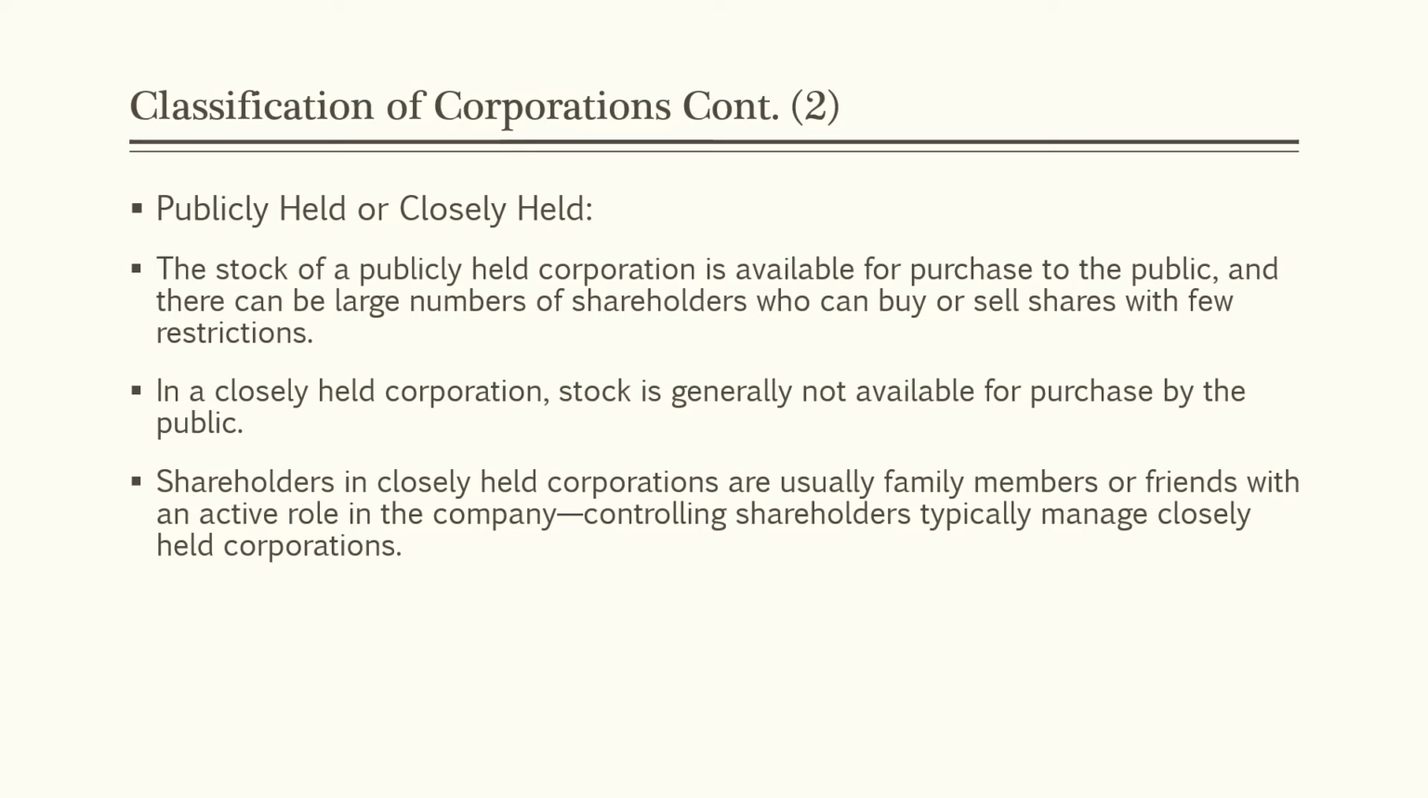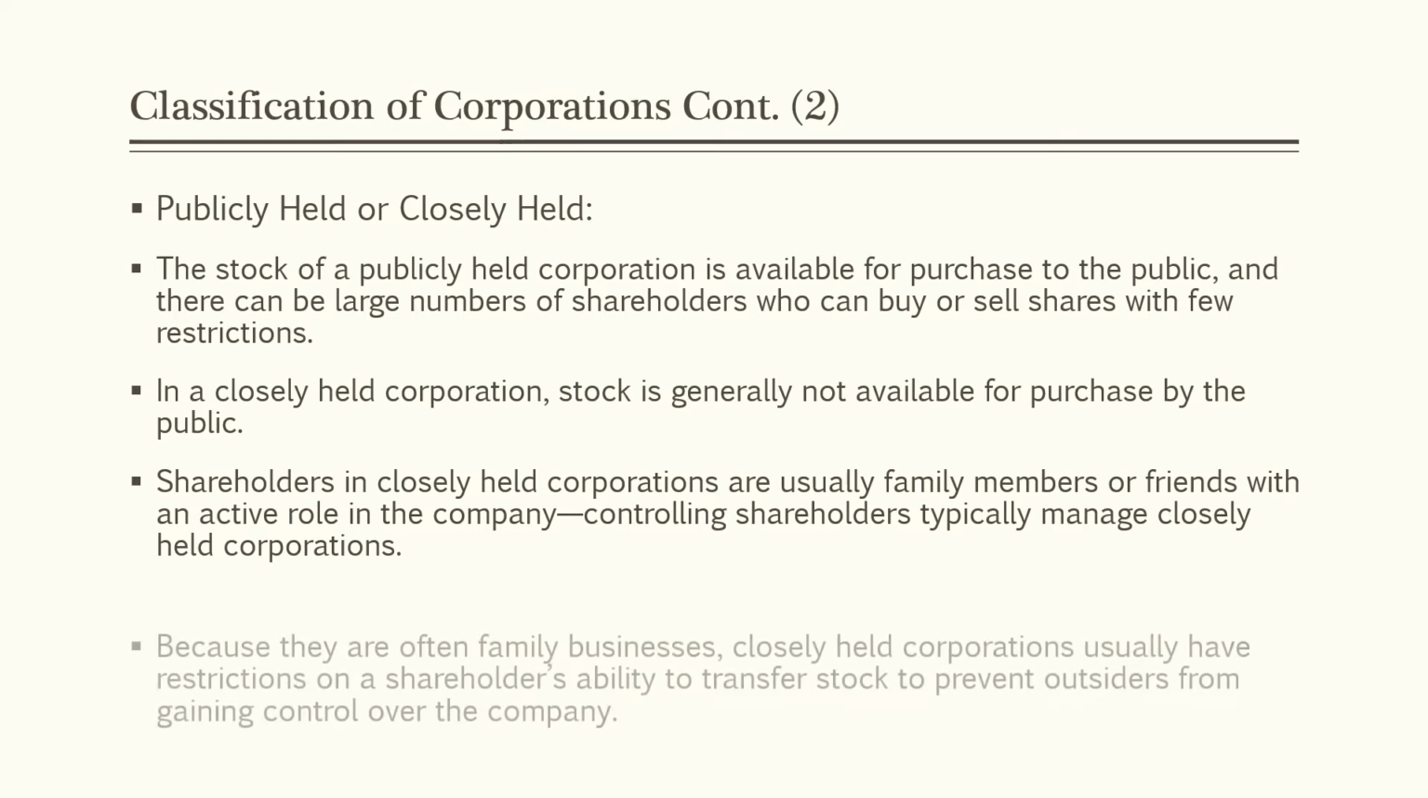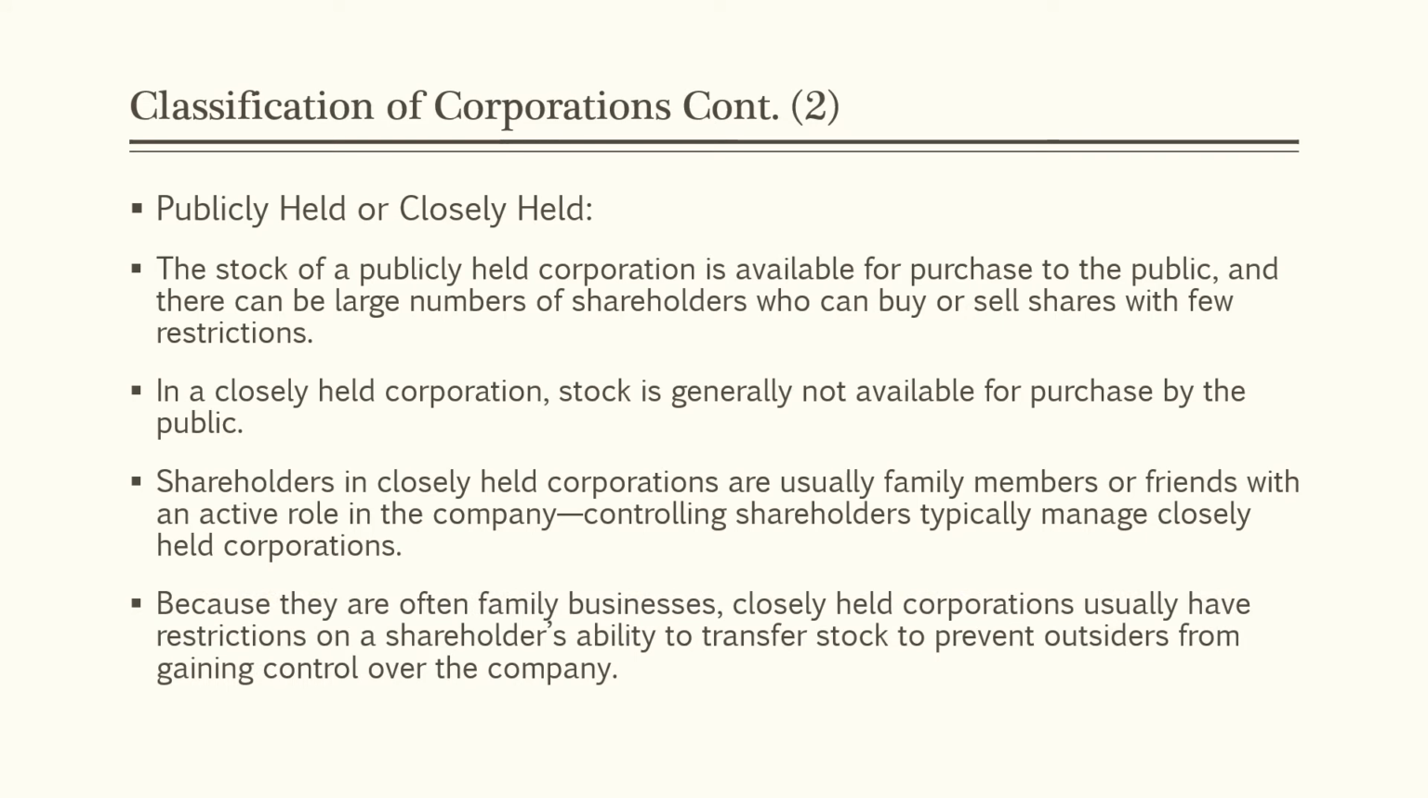Controlling shareholders typically manage closely held corporations. They're usually the officers and the board of directors. Because they are often family businesses, closely held corporations usually have restrictions on a shareholder's ability to transfer stock to prevent outsiders from gaining control over the company. Closely held corporations are also known as close, family, or privately held corporations. While they only account for a small fraction of corporate assets and revenue in the United States, closely held corporations are the most prevalent type of corporation.